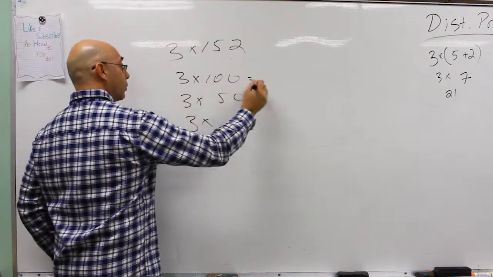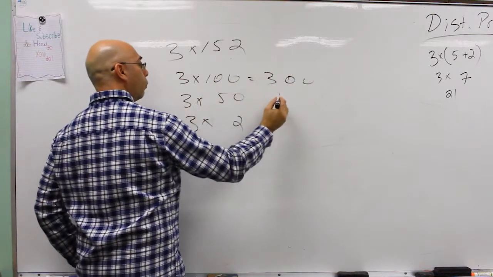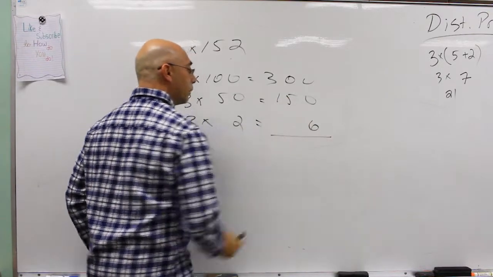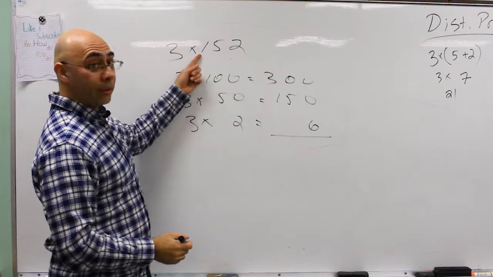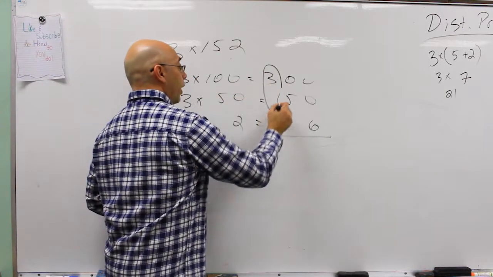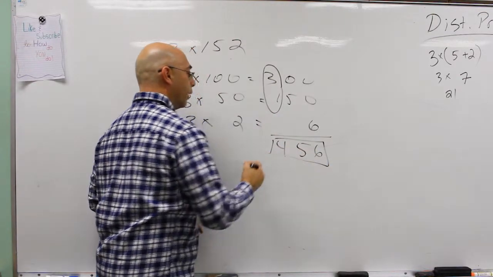And this is easy. That's just a 3 with 2 zeros. That's a 15 with 1 zero. 3 times 2 is 6. And you just need to add them all up because it's 100 plus 50 plus 2. And really, all you're adding are those two guys. So you get 4, 5, 6 as your answer.